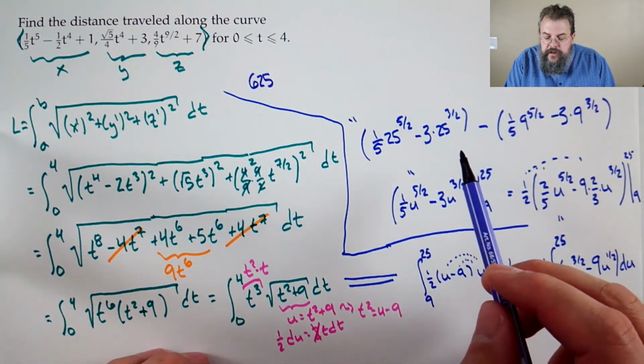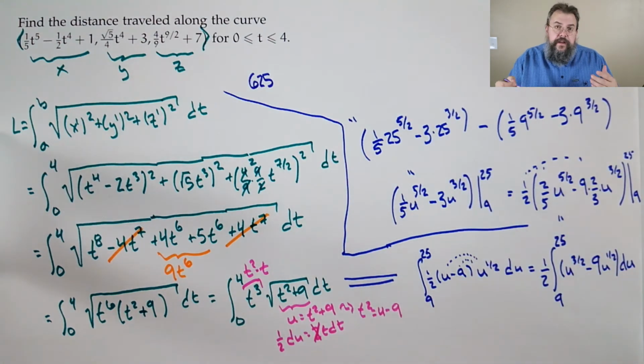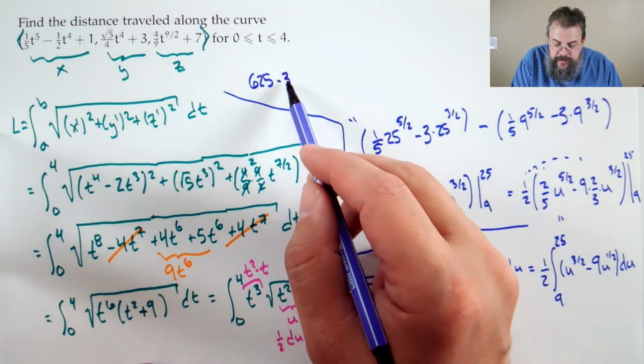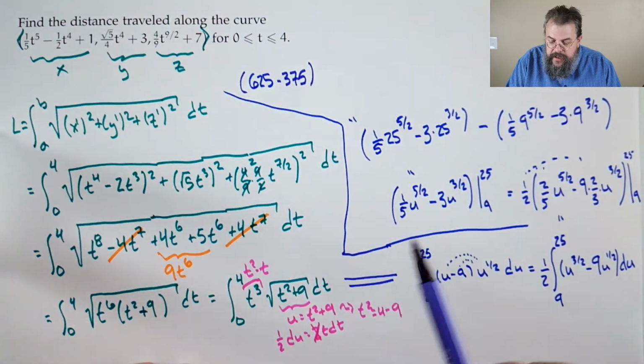And then we have 25 to the 3/2. Well, 25 to the 3/2, again, the square root of 25 is 5. Multiply that out 3 times. 5, 25, 125. 125 times 3 would be 375. Okay, so that's the first term.